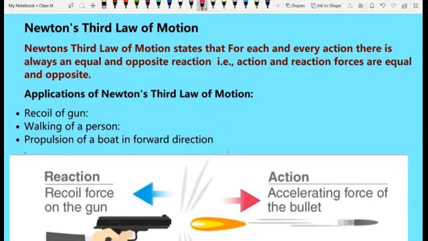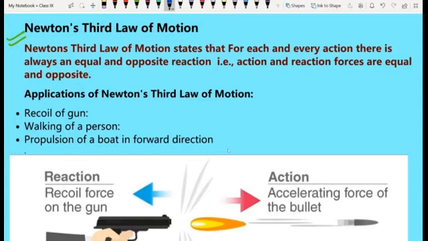Let us come to the third one. This is the third law of motion, Newton's third law of motion. It's very simple. It states that for each and every action, there is an equal and opposite reaction. That is, action and reaction forces are equal and opposite. If you push a wall with some force, the wall will also push you backwards with the same amount of force, but in the opposite direction.